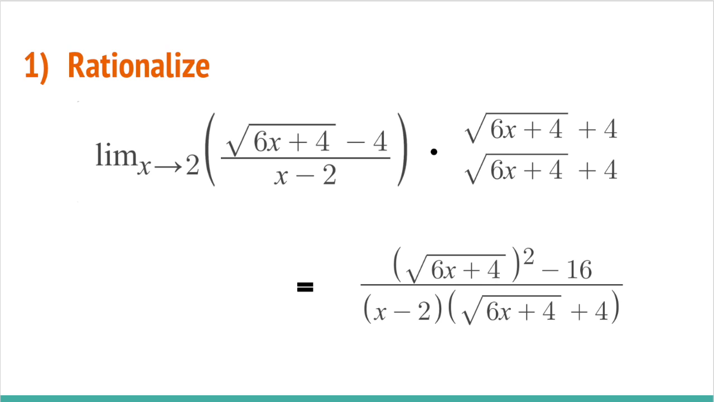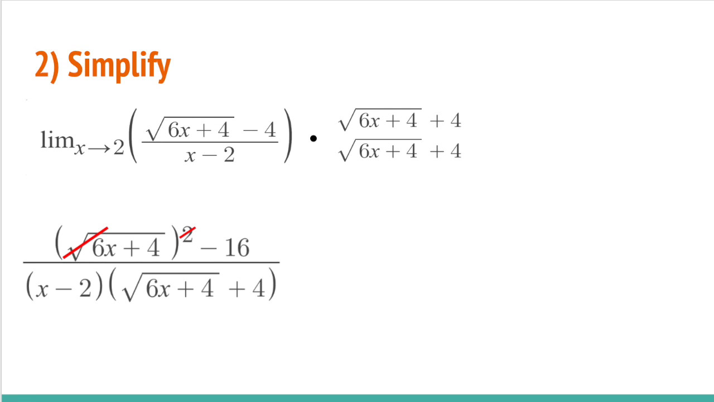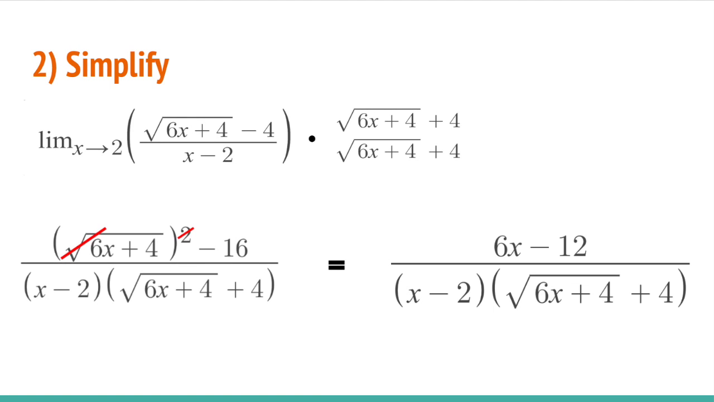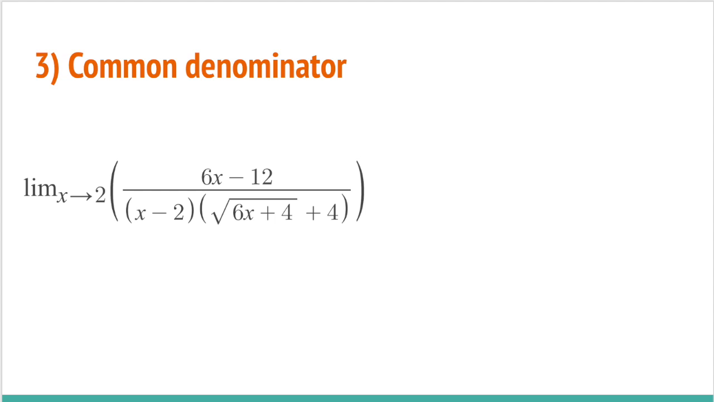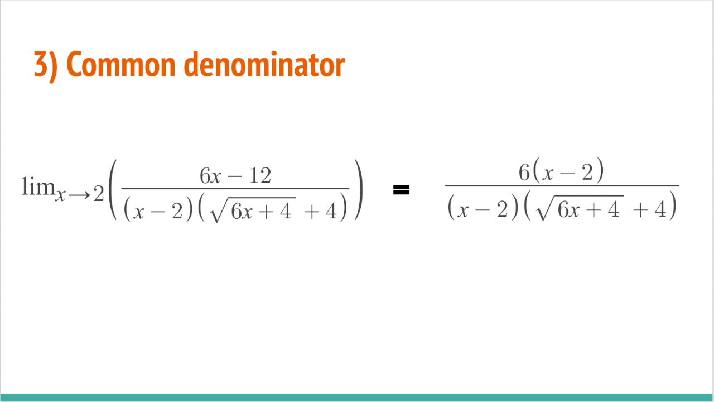The second step is to simplify the top part. Now, we can cancel the square root with the power to the second. Then we continue to simplify and add the terms, which gives us the equation 6x minus 12. We continue to simplify by taking out the common factor 6, which leaves the equation x minus 2 on top.